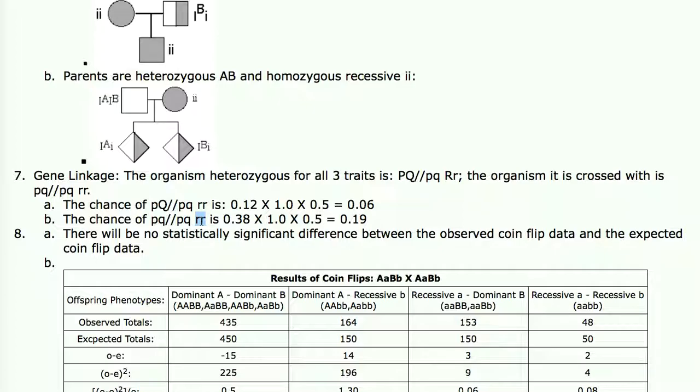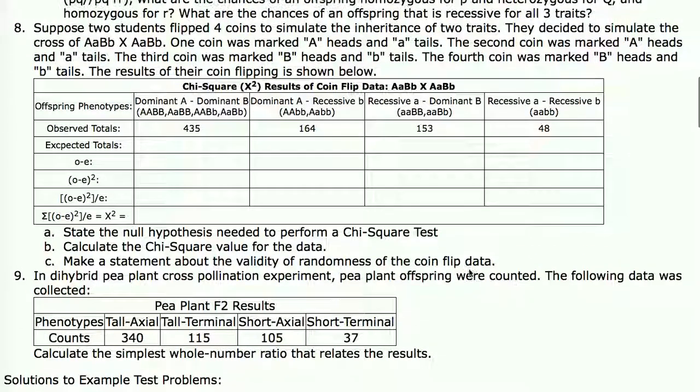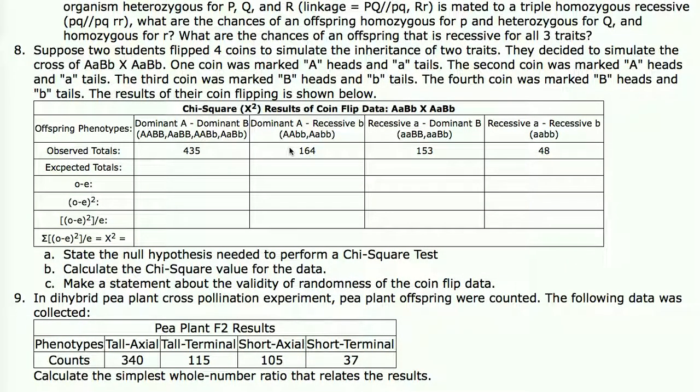So we'll talk more about this in class, but we only touch on gene linkage very lightly. Number 8, it says, suppose students flipped 4 coins to simulate the inheritance of traits, and they decided to simulate this cross, which is the dihybrid cross. They marked 2 coins big A on the head side and little a on the tail side, and 2 coins big B, little b, for the second trait. So they're flipping 4 total coins.